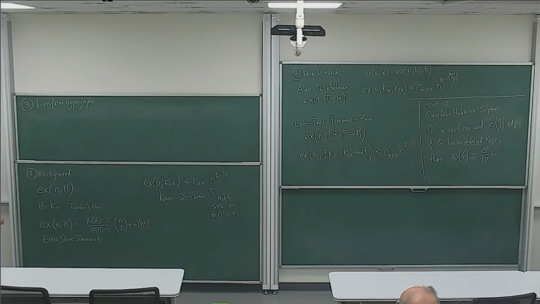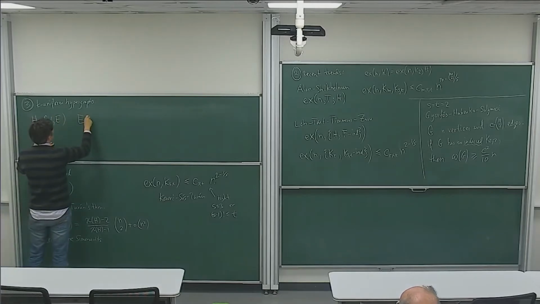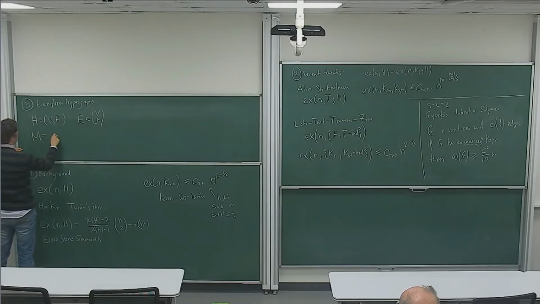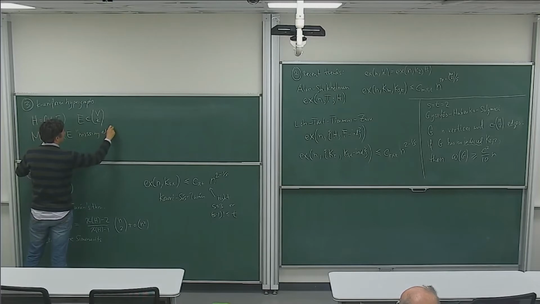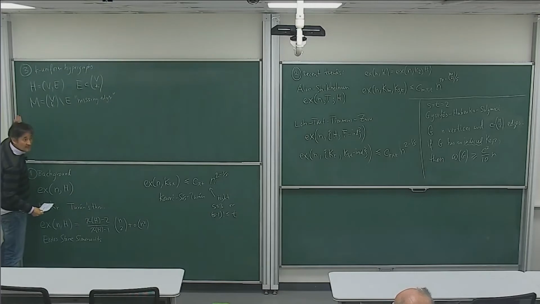Okay, so let's start with H. This is a K-uniform hypergraph. So it's a set of vertices, set of edges. The edges are a subset of the K-element subsets of V. And for convenience, I'll define M. These are the missing edges. So those are the K-element subsets that are not there.